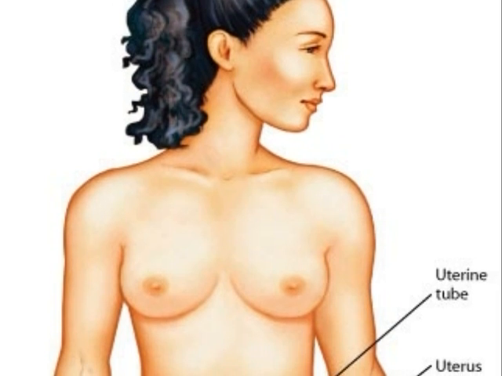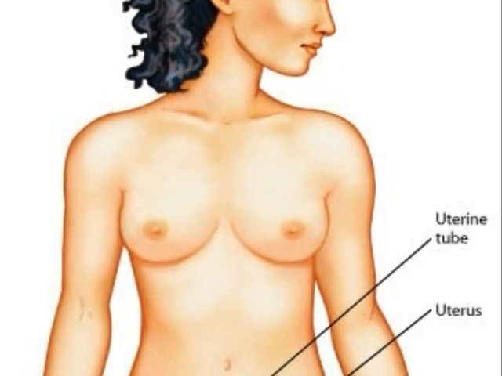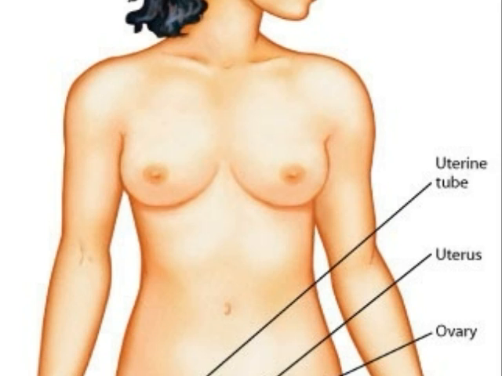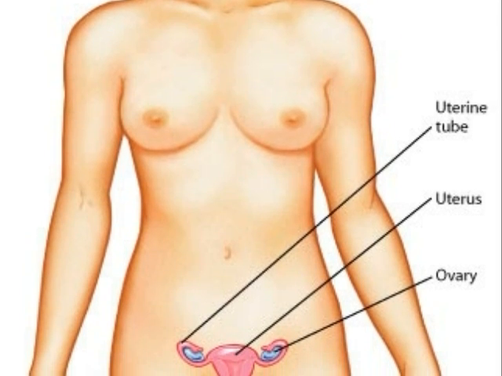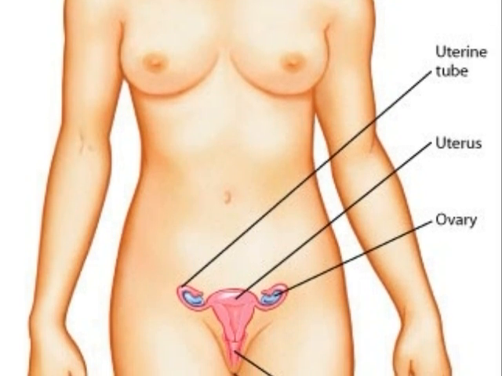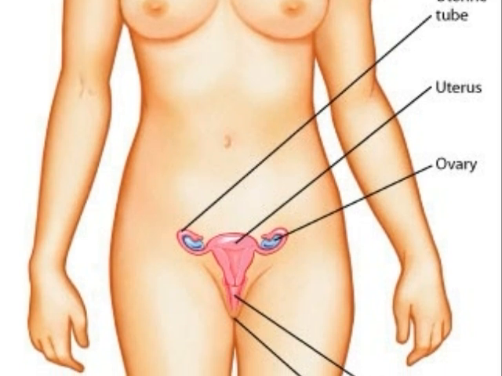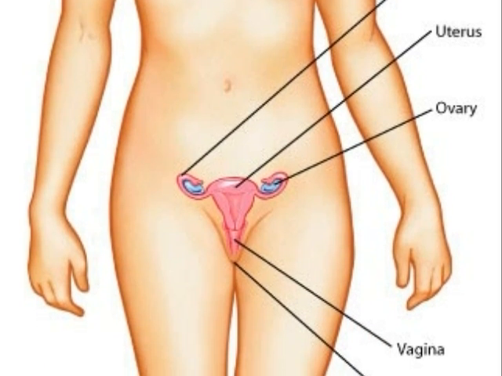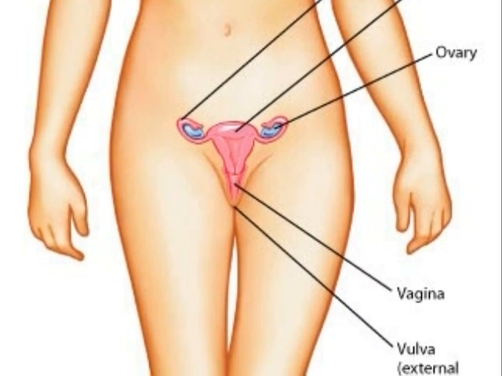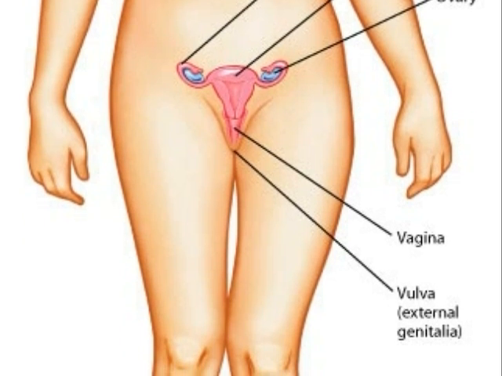Okay, next we have our female reproductive system, which consists of your ovaries and the uterus. And this is what helps us, the females that is, reproduce.